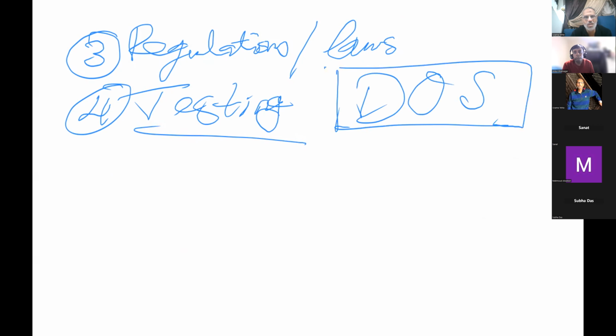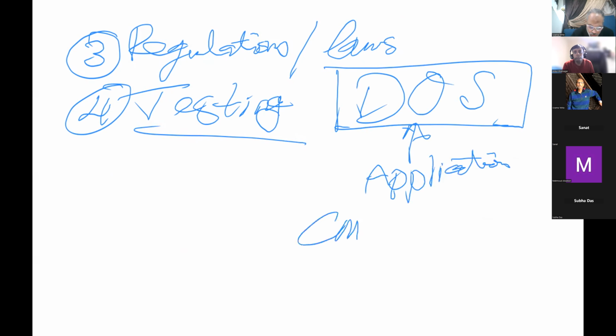DOS was the basic operating system for PCs, and it had a specific application running on it. By the way, DOS is similar to CMD. If you type CMD, it is exactly the same. DOS is exactly the same as CMD, the command line interface.